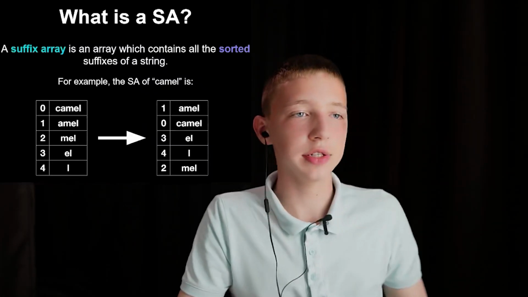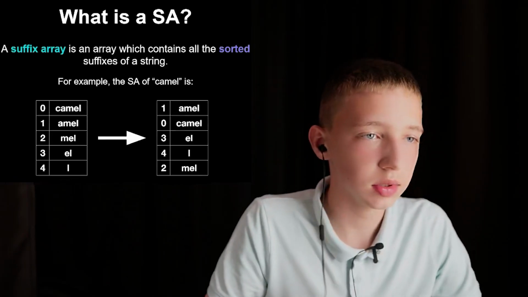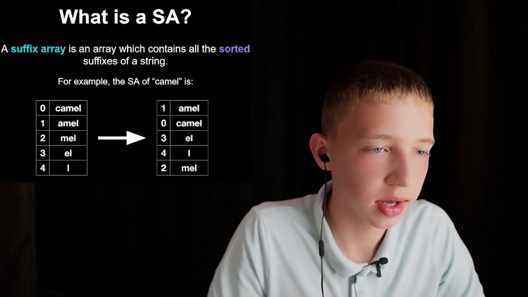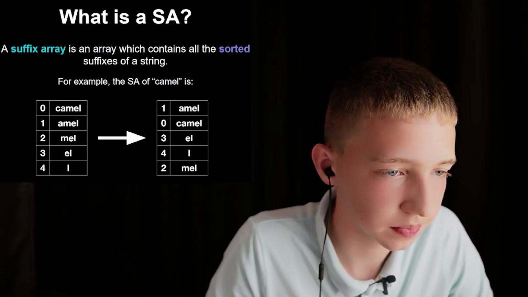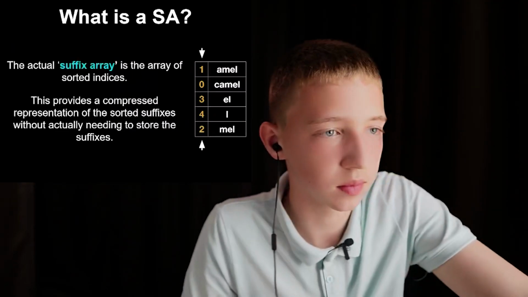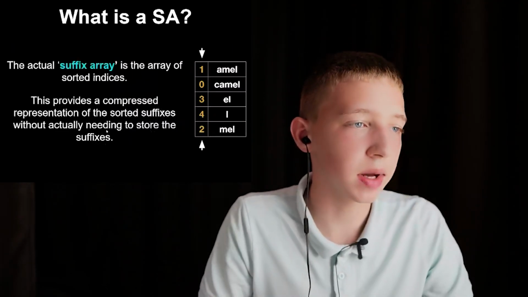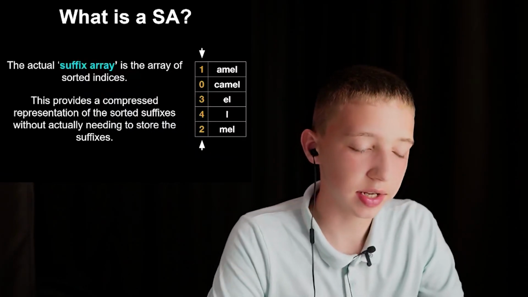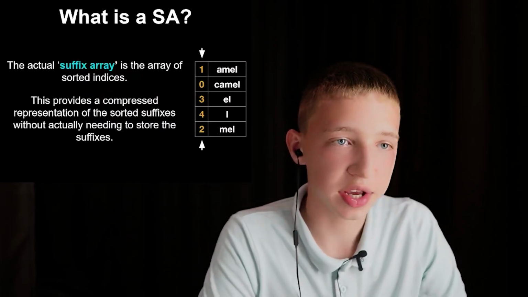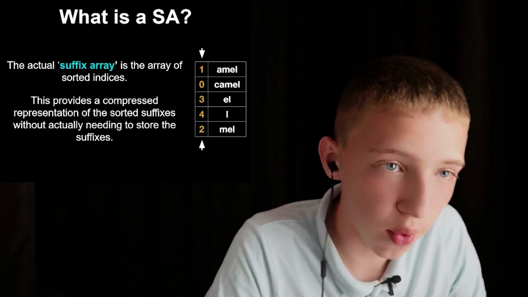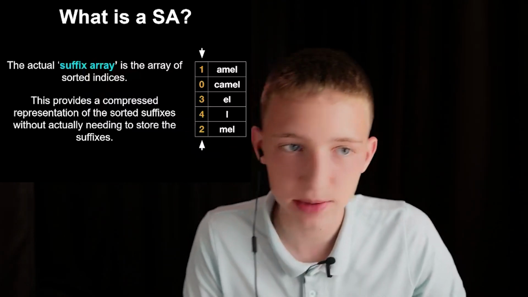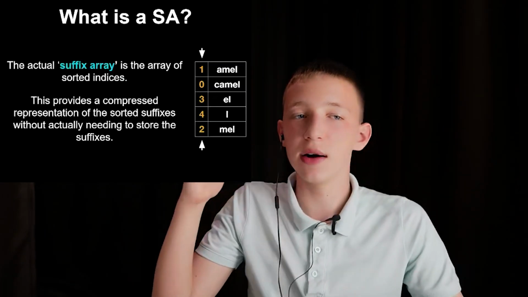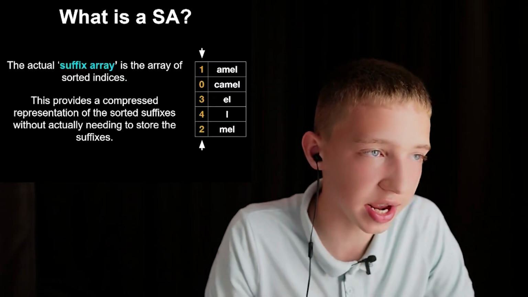Here it is. So let's summarize what we've got. A suffix array is an array of indices, only indices. These indices store the sorted suffixes of a string.